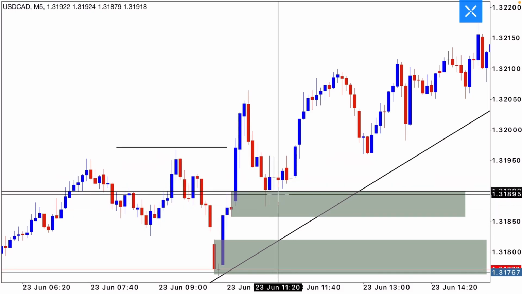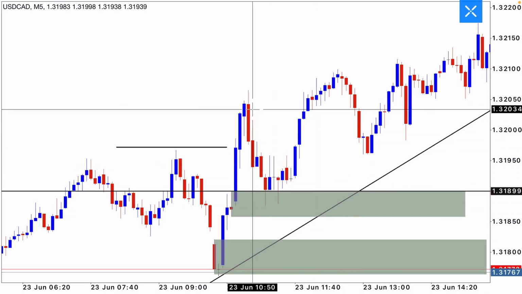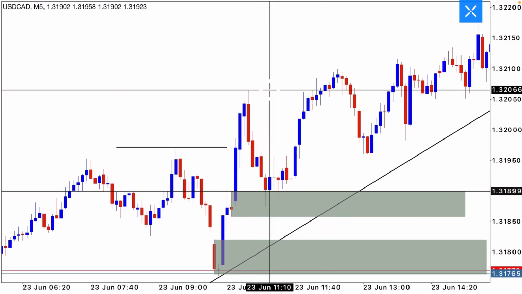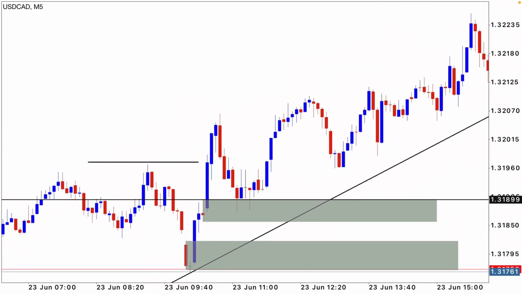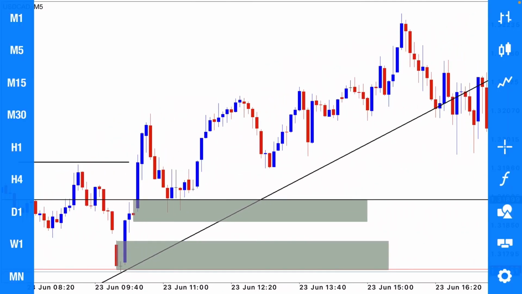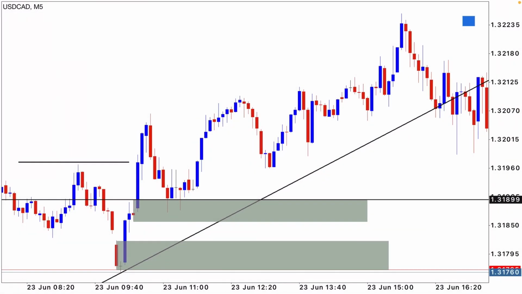And then you can see the market never came back. Even here, the market just went straight to the top side. This is gonna be your take profit. Obviously this is gonna be your stop loss somewhere here. Yeah, guys, so it's that easy. Let's identify this one again.